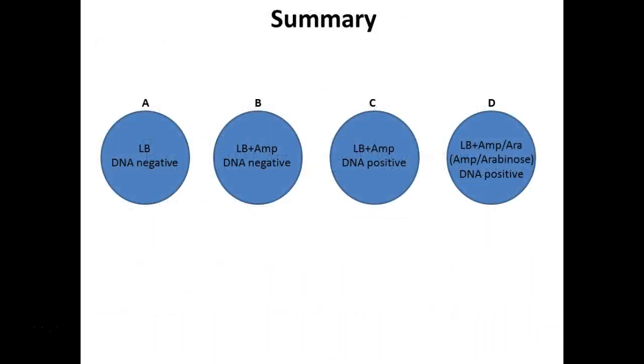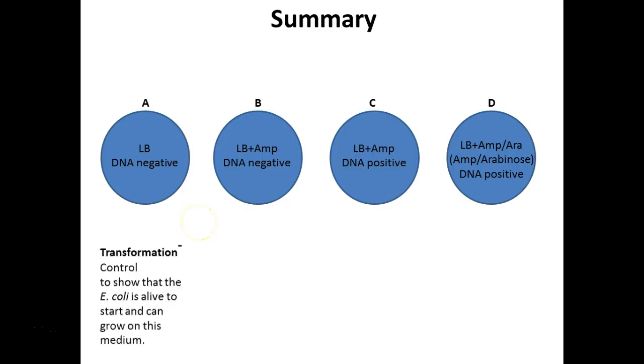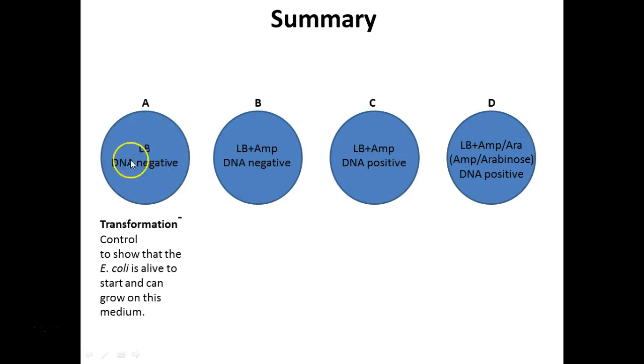So here are our 4 plates. Remember, this is just the food, no ampicillin. We should get plenty of growth. It should show that our E. coli was viable to begin with. Our plate B is our DNA negative, our non-transformed cells, our control. It contains ampicillin, so what should happen for this plate? There should be no growth.